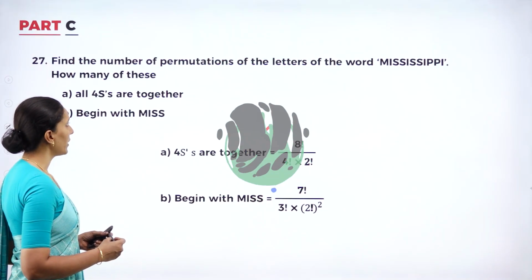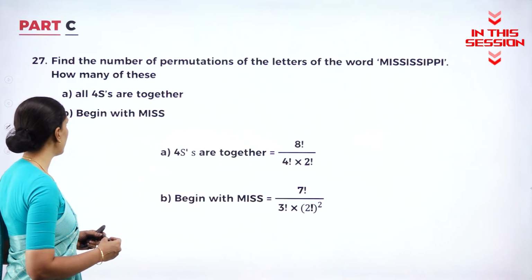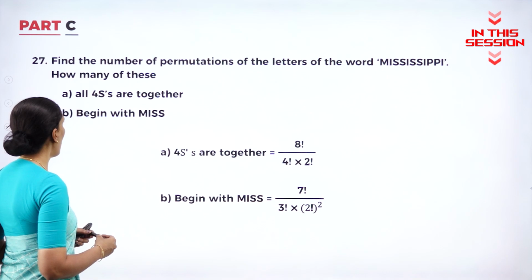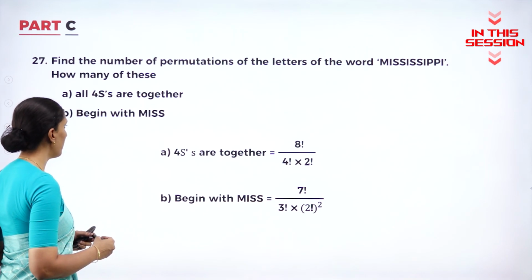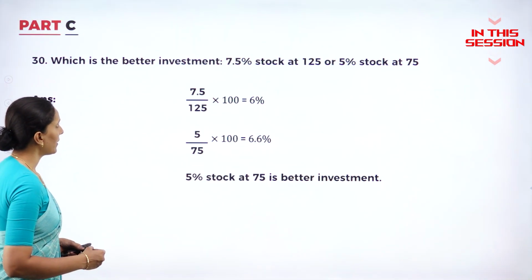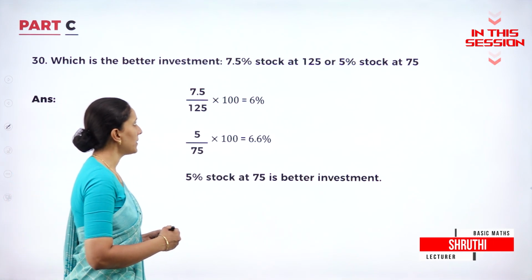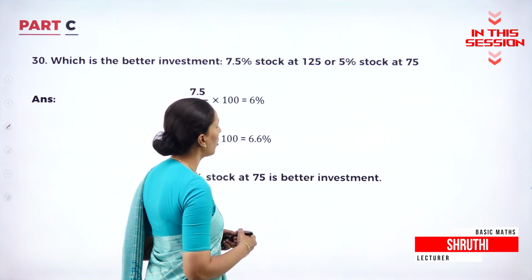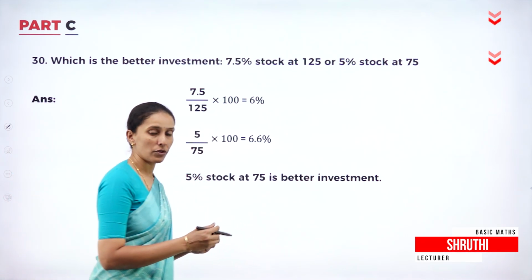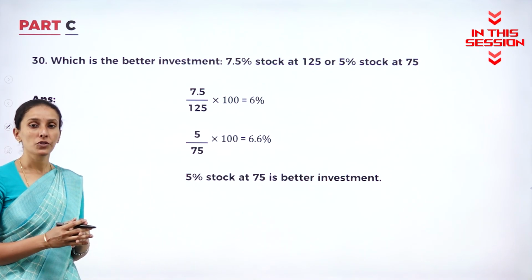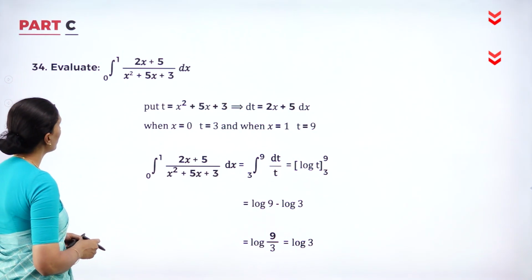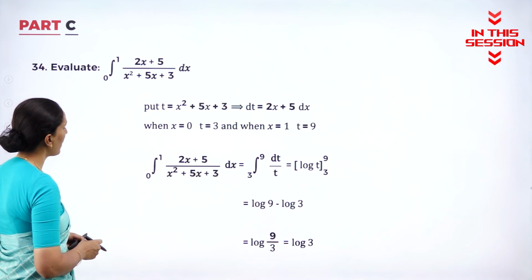Find the number of permutations of the letters of the word Mississippi. How many of these, all 4 S's together, begin with Miss? Which is the better investment: 7.5% stock at 125 or 5% stock at 75? So you will get one 3-mark question from stocks and shares. So integral from 0 to 1, (2x plus 5) over (x square plus 5x plus 3).